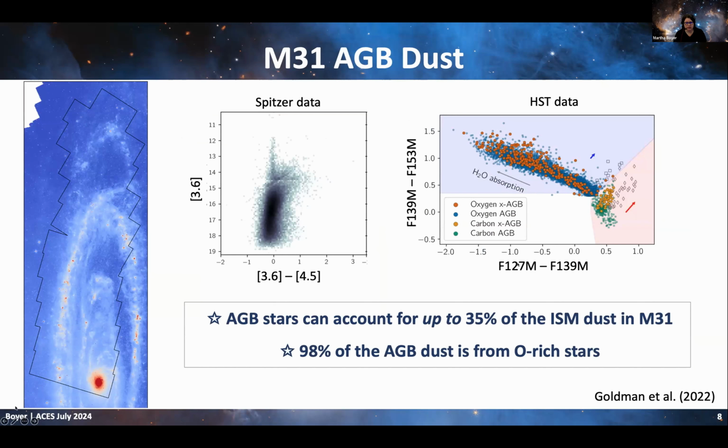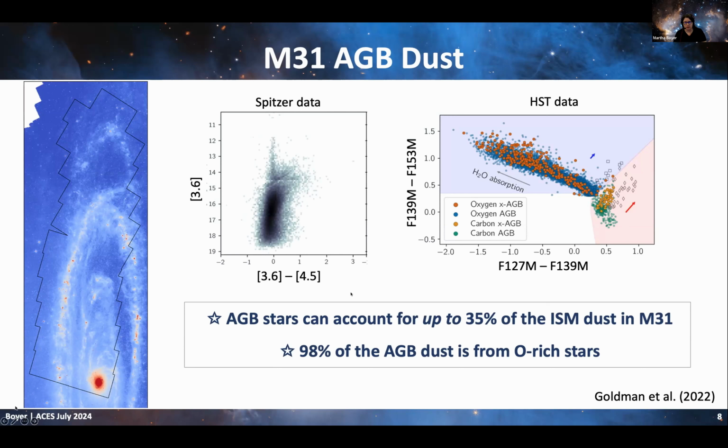And we have these medium band filters in Hubble that are really useful for AGB stars because they allow you to separate oxygen-rich stars from carbon-rich stars. The oxygen-rich AGB stars live over here with a nice sequence of increasing water absorption, and the carbon stars live over here, and you get this really clean separation. So we first used this to separate the different kinds of stars, and then we went to the Spitzer data. This is just an example color magnitude diagram over here, to try to estimate how much dust they were producing.